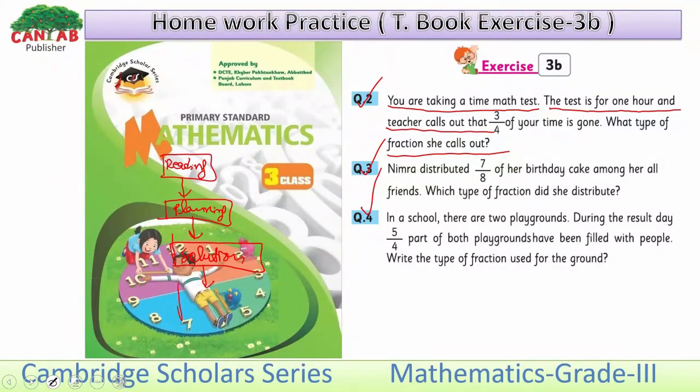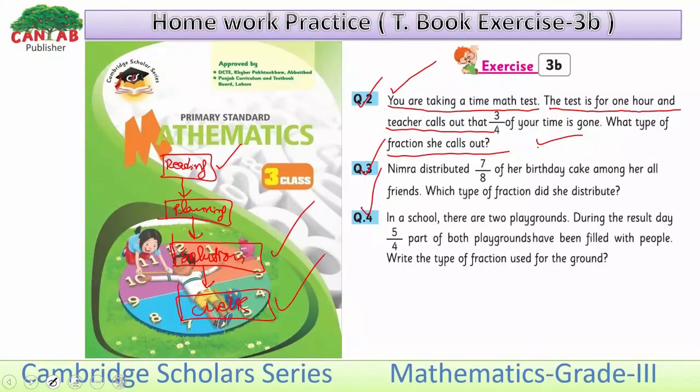At the end, that is check. So remember this flow chart: read the statement until you understand, and then plan how to solve this question. Write the given facts and write the facts which you have to find. After that, make a solution, and at the end make a check that you have done your question properly.